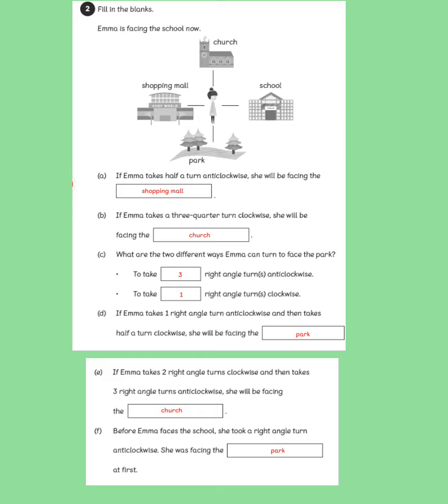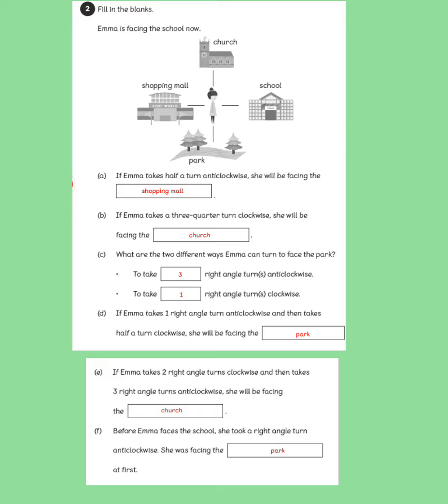D then, if Emma takes 1 right angle turn anti-clockwise, and then takes half a turn clockwise, she will be facing the park. E, if Emma takes 2 right angle turns clockwise and then takes 3 right angle turns anti-clockwise, she will be facing the church.